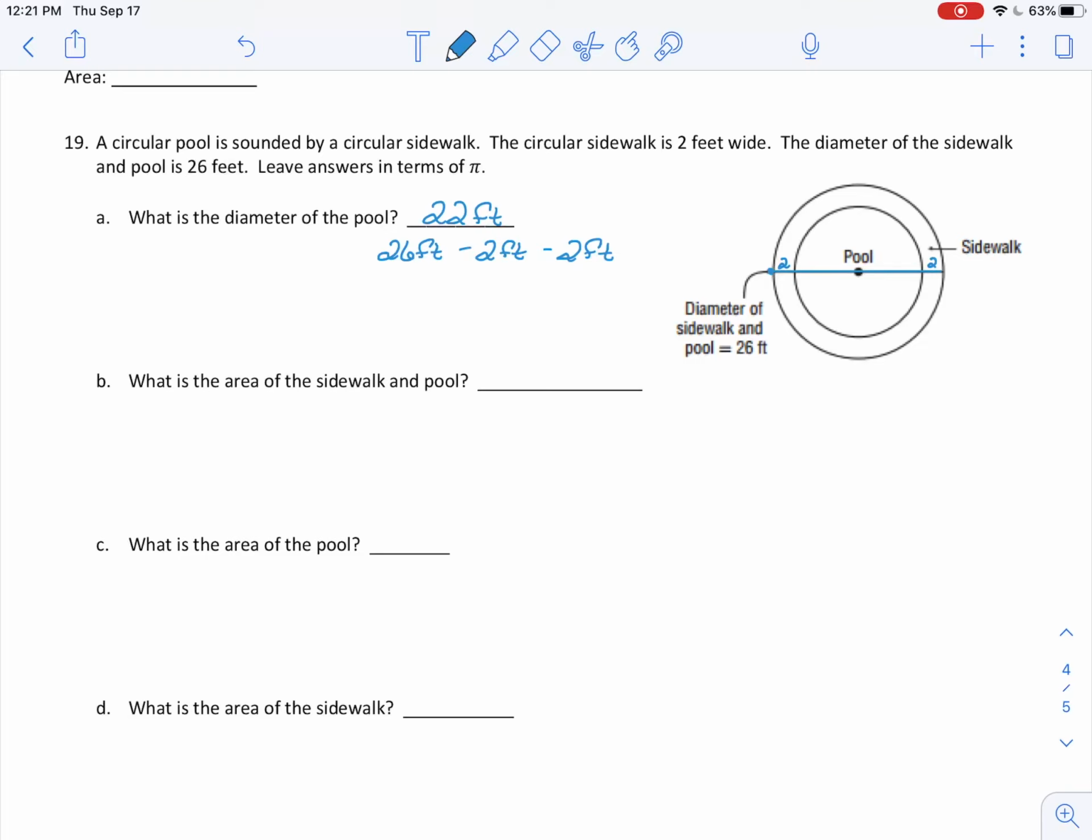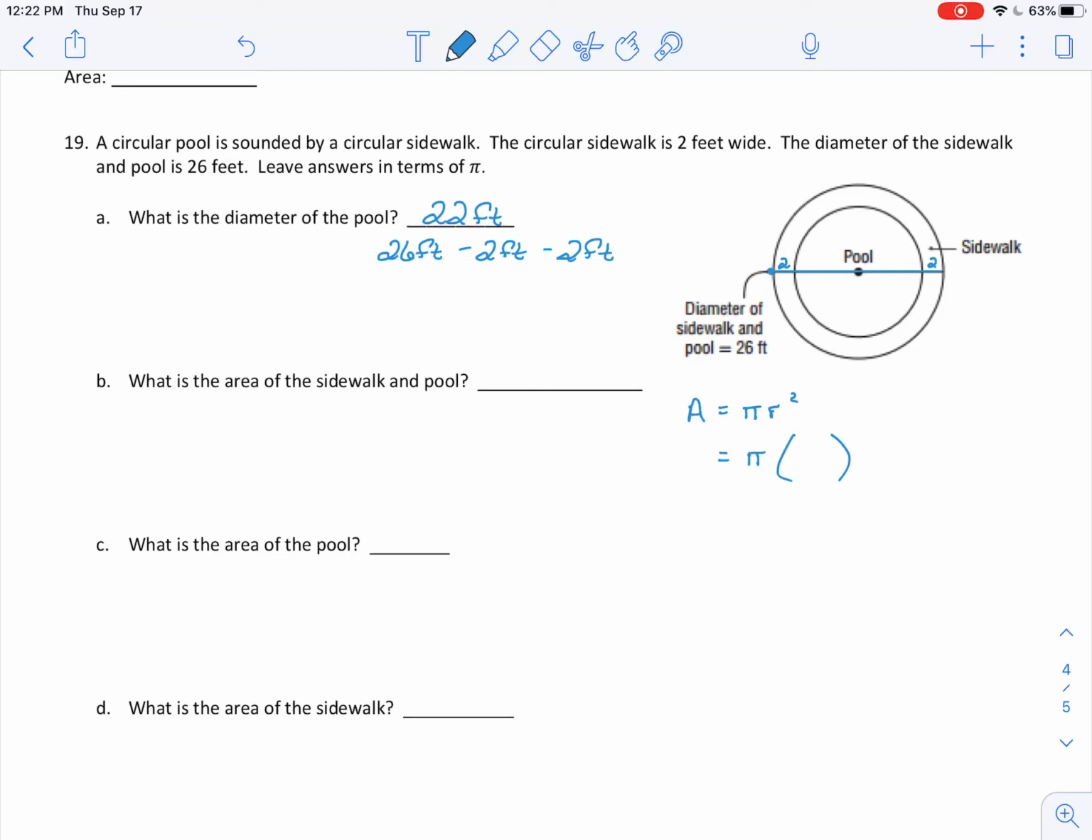But then it wants the area of the whole thing. So let's say you're putting in this pool and you're wondering, well, how much grass am I going to be losing to putting in this entire pool and sidewalk? So we'd want the area of all of it. So remember we said the formula for the area of a circle is pi r squared. So I'd need the radius of all of it.